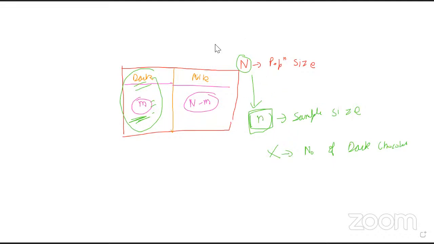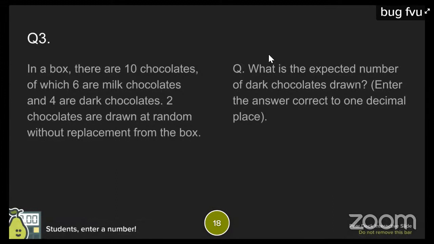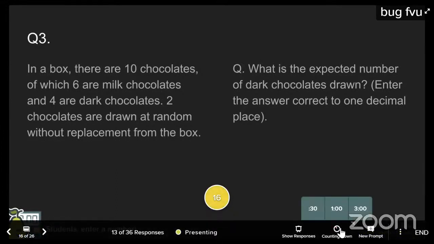Sir, in this question, we are drawing 2 chocolates, but the condition is 1 dark chocolate. So what effect does it have on the hypergeometric random variable approach? Do we divide by 2, or no? Here we are not drawing one chocolate. The question says: what is the expected number of dark chocolates drawn? Previously it was the probability that x equals 1, right? 1 dark chocolate. But here you have to compute the expected value. Clear, right? Or any doubt in this still? Yes, sir, clear.